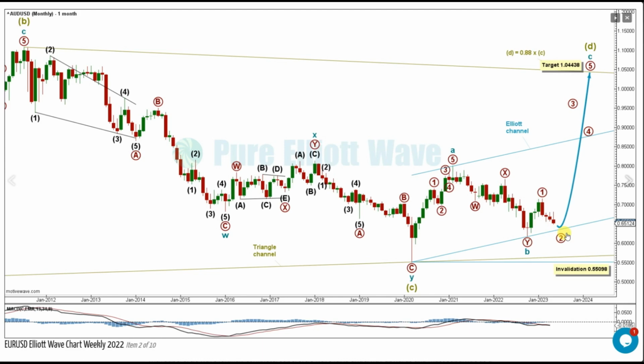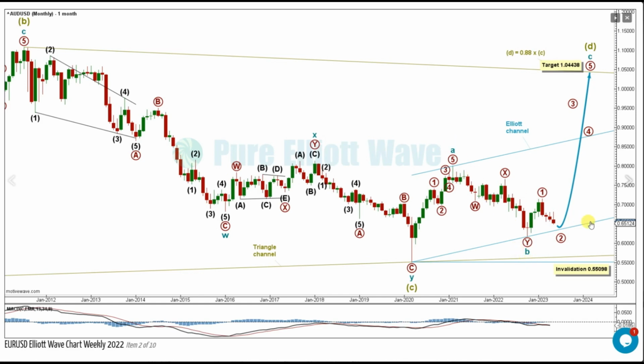The invalidation below would be a breach of multiple channels, this Elliott channel, this triangle channel back from the start of the Australian US dollar's history, and below supercycle C. That would be our invalidation at 0.55098, because within a zigzag the B wave may not go beyond the start of A.